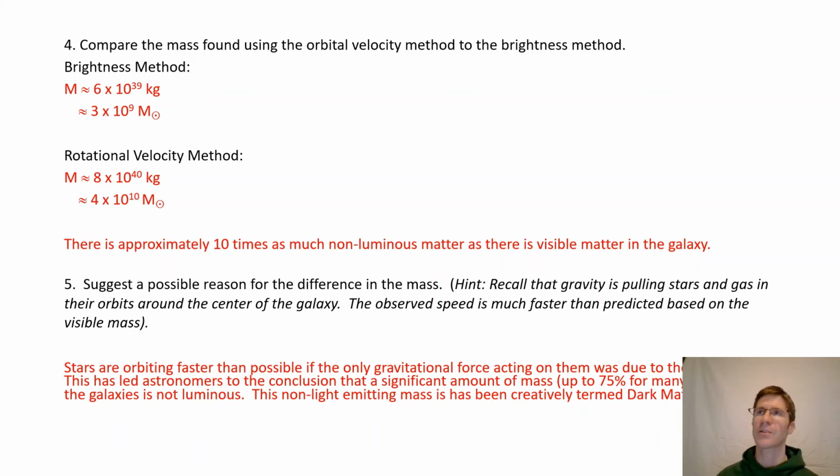And then they'll compare this to a similar computation to what they did with the solar system, comparing the mass determined by the rotational velocity. Comparing these two methods shows that there's a difference in the mass, and students have to explain what that difference is and then suggest possible reasons for it.